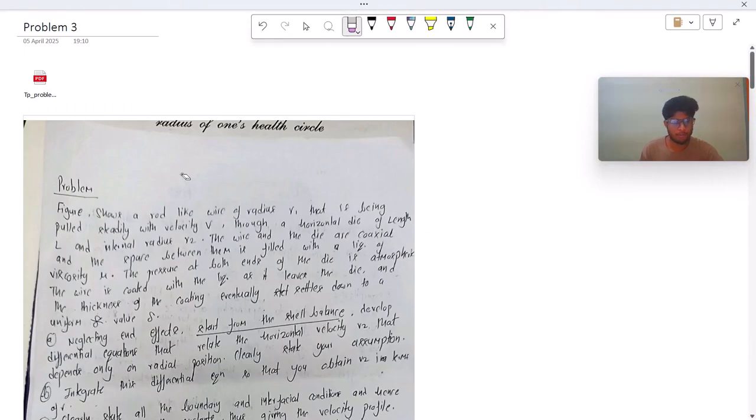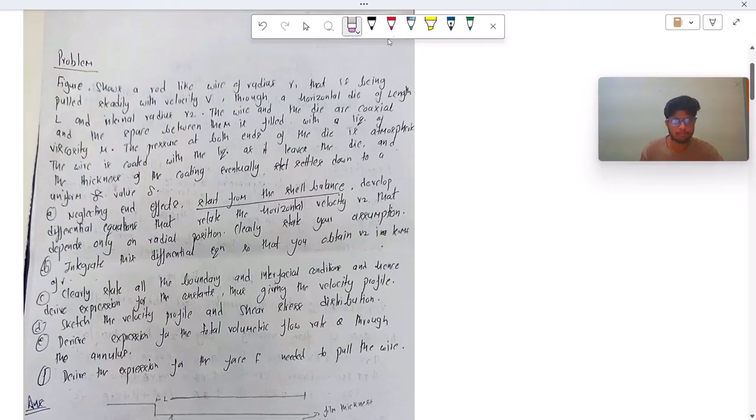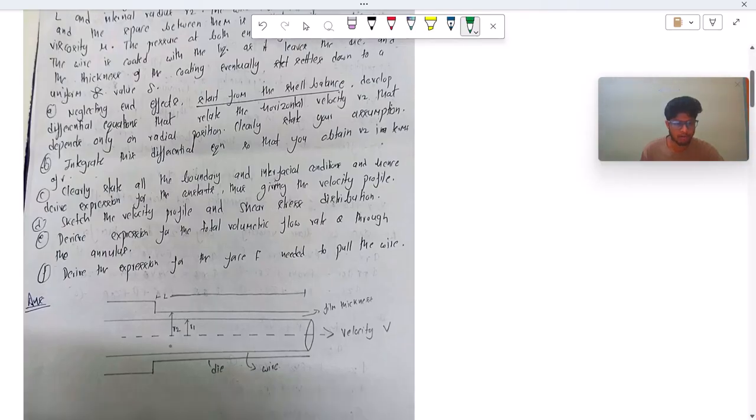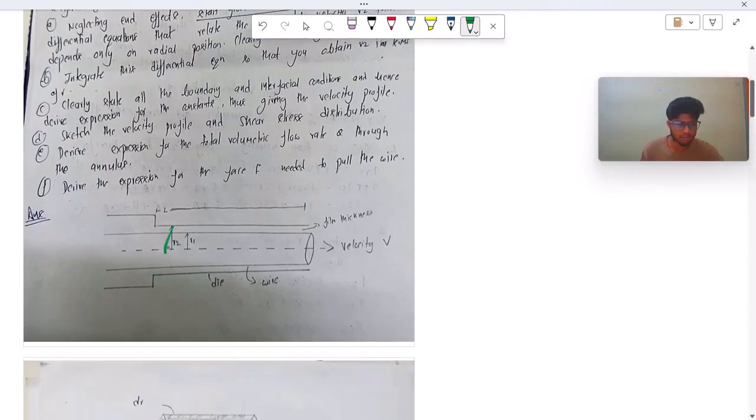So coming to our next problem, that is based on shell balance momentum, in which we are given a cylinder of radius r1 that is kept in a die which has a radius r2. We can see here that the die has a radius of r2 and the cylinder has a radius of r1, and the annular space between die and wire is filled with a fluid. This shaded region is filled with a fluid on both sides, and we are also given that our wire, basically this cylinder, is moving with a velocity v, and our die is kept constant.